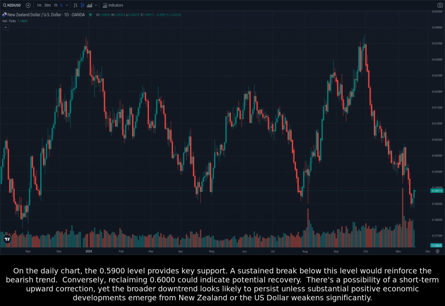On the daily chart, the 0.5900 level provides key support. A sustained break below this level would reinforce the bearish trend. Conversely, reclaiming 0.6000 could indicate potential recovery. There's a possibility of a short-term upward correction, yet the broader downtrend looks likely to persist unless substantial positive economic developments emerge from New Zealand or the US dollar weakens significantly.